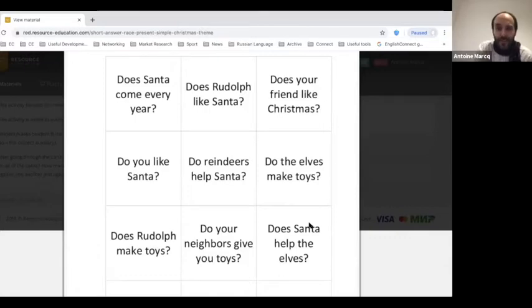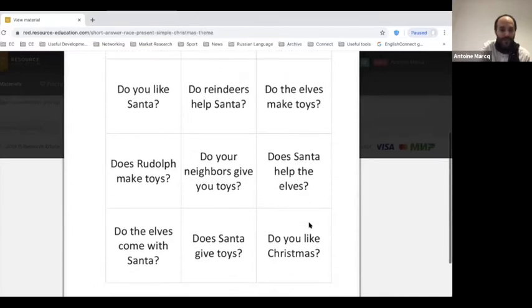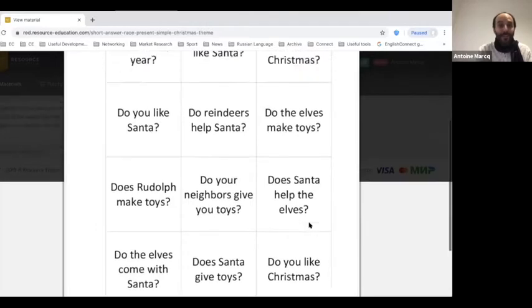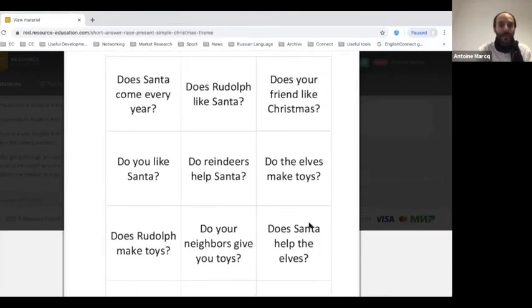No, he doesn't. Do the elves make toys? Yes, they do. Does Santa help the elves? No, he doesn't. Do you like Christmas? Yes, I do. Does Santa give toys? Yes, he does. Do the elves come with Santa? No, they don't. Does Rudolph make toys? No, he doesn't. Do your neighbors give you toys? No, they don't. Do reindeers help Santa? Yes, they do. Do you like Santa? Yes, I do. Does Santa come every year? Yes, he does. Does Rudolph like Santa? Yes, he does.